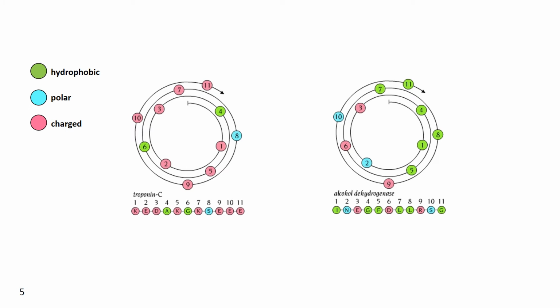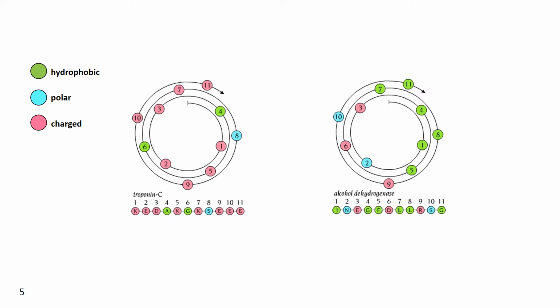Here we have a couple of helix wheel projections with amino acid sequences underneath them. The amino acid sequences are listed in single letter codes, but on the left-hand side, I have a little legend identifying the chemical character of each of those amino acids. In the leftmost helix wheel projection for troponin C, you can see that the vast majority of the amino acids within this alpha helix are charged in nature.